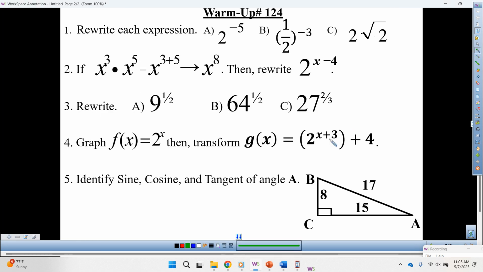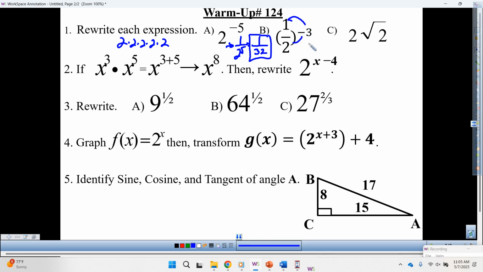All right, here we go. Number one, A. 2 to the negative 5 becomes 1 over 2 to the positive 5, which is 1 over 2 times 2 times 2 times 2 times 2, which is 32.